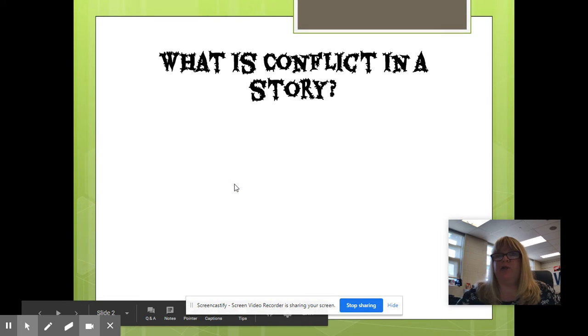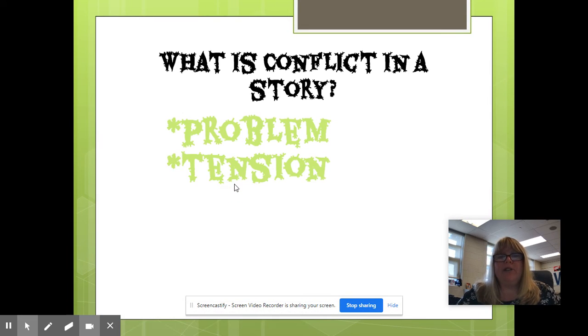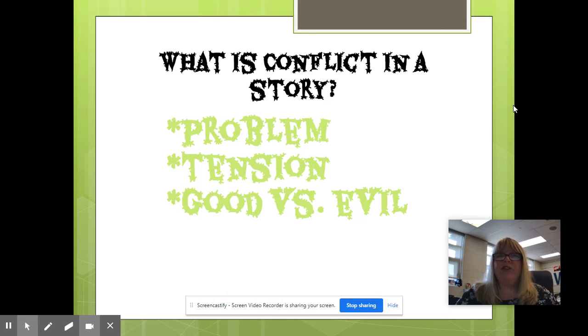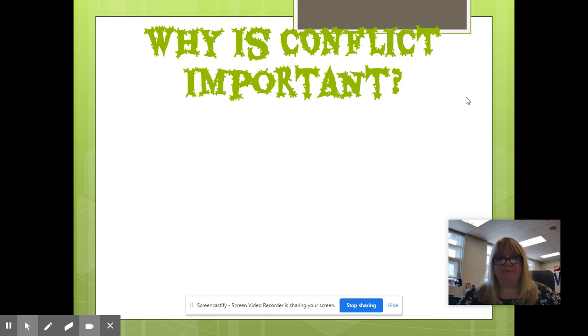Okay, so what is conflict in a story, first of all? Conflict in a story is your problem, your tension. It's your good versus evil that you'll see in a story. So whenever you have some sort of a problem or some sort of tension between people or between different characters, it's going to show conflict. Again, a story can have many different conflicts. So it doesn't have to be just one conflict per story. Usually a story is going to have one major conflict and lots of other little conflicts to go along with it, but there's usually more than one conflict in a story.